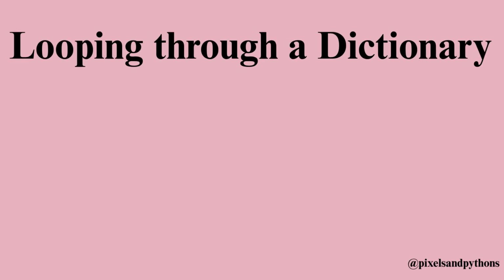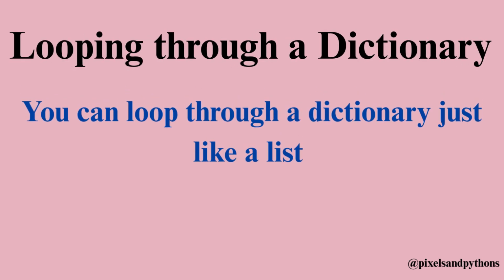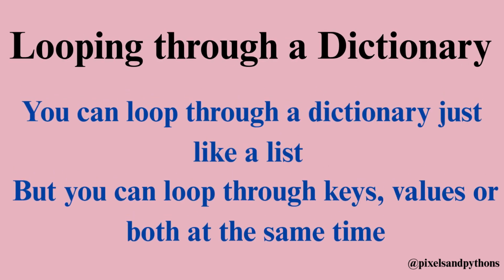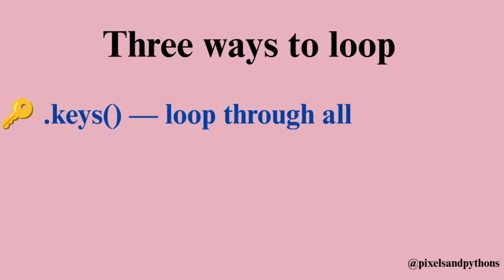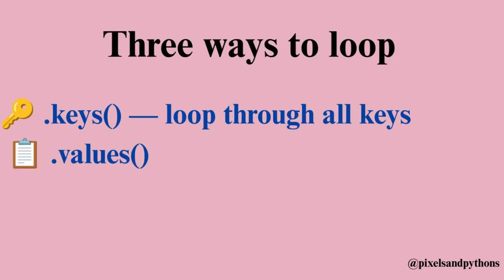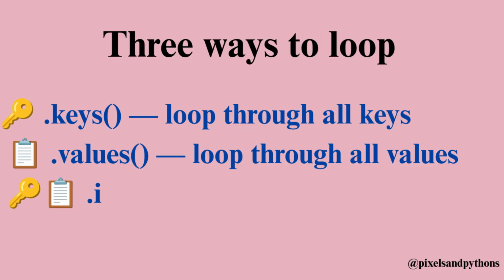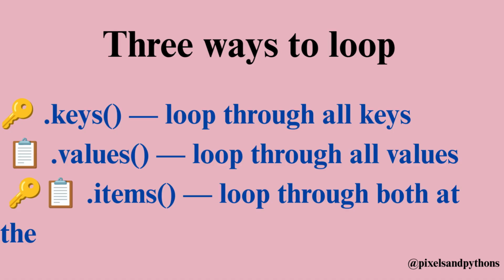First, looping. Just like we can loop through a list, we can loop through a dictionary too. But dictionaries are special because we can loop through keys, values, or both at the same time. Three ways to loop through a dictionary. First, dot keys, which loops through all the keys. Second, dot values, which loops through all the values. And third, dot items, which loops through both keys and values at the same time. That last one is the most useful, honestly.